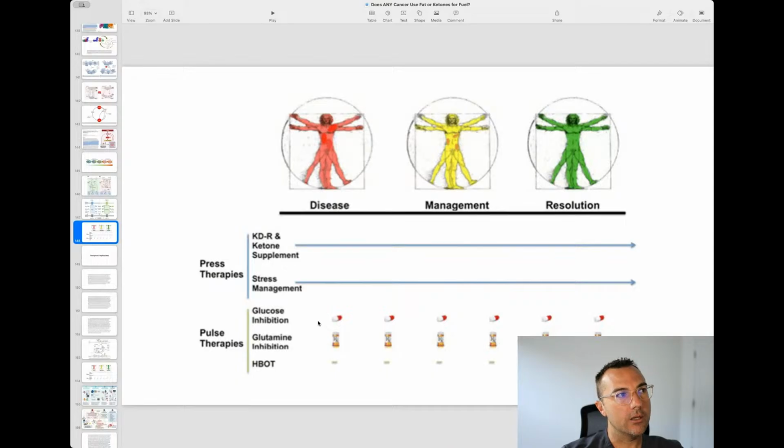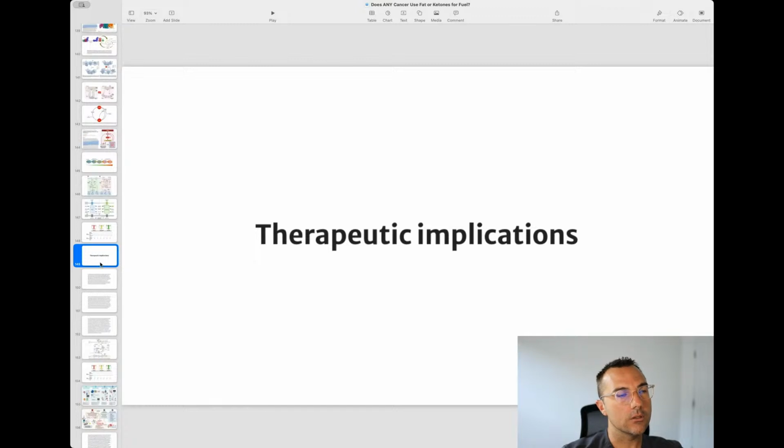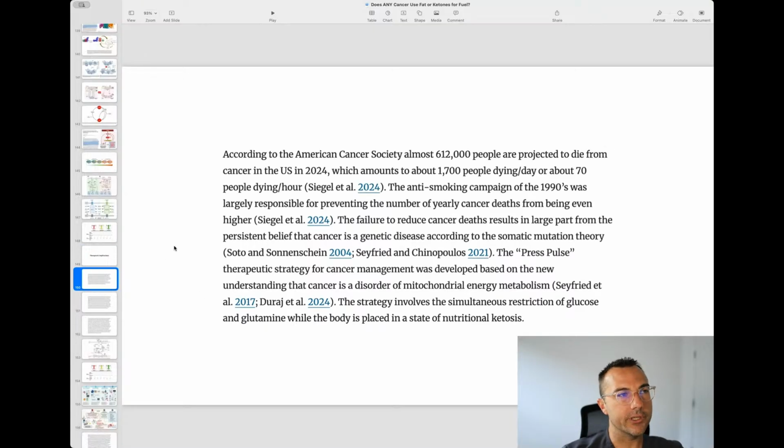So that's why I like to go into the detail. I also like to know why I would even consider using this as a therapy if it doesn't make any biologic sense. So going forward, it's saying therapeutic implications. According to the American Cancer Society, almost 612,000 people are projected to die from cancer in the US in 2024. Wow. Which amounts to about 1,700 people dying per day or 70 people dying per hour.